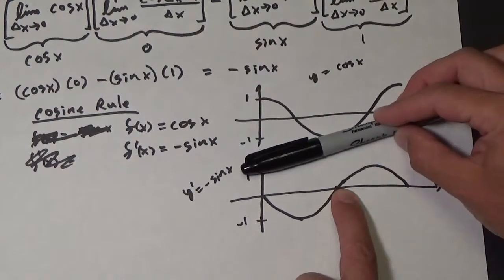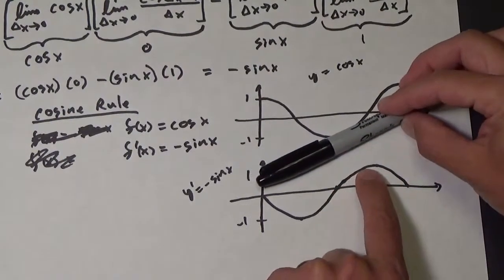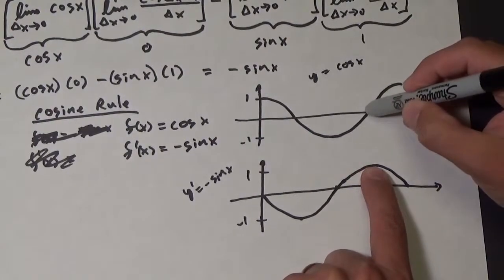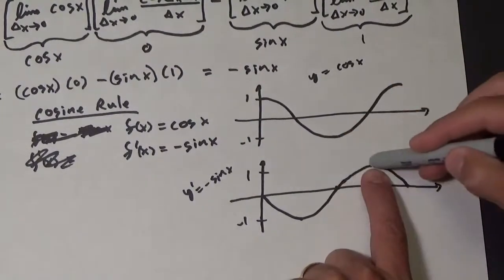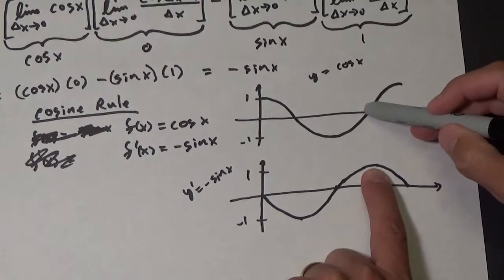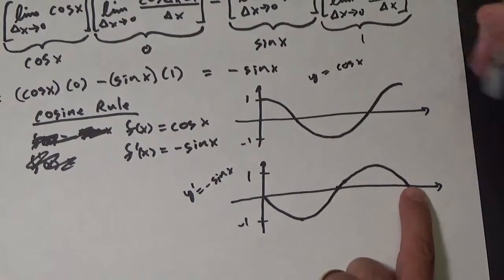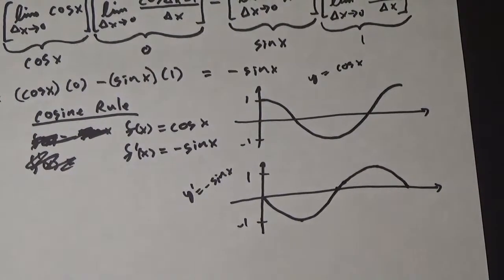Then the slopes start increasing until we get here where we have a slope of 1, tangent line, and then it keeps on increasing until we get back to a horizontal tangent. And so there is kind of a graphical look at what's happening between the cosine and its derivative, negative sine.